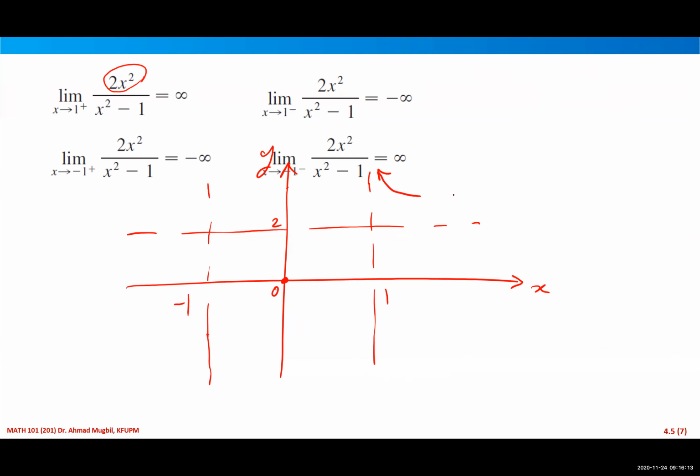The graph will do this. And when it is from the left of 1, it goes to negative infinity. This is the left of 1, so it will go to negative infinity. Here we are. Now for -1, from the right, it goes to negative infinity. It's doing something like this. And when it is going to -1 from the left, it goes to infinity. So it will do something like this.